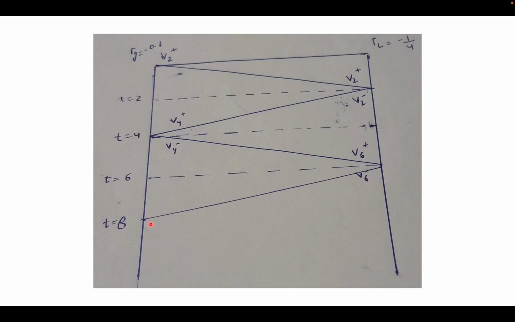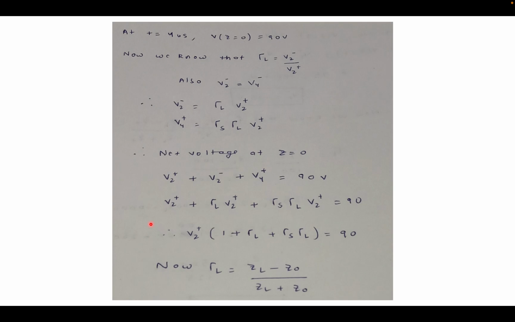So now the problem is only asking us to find at t is equal to 4 microsecond. So this will be the net voltage, which is V2 plus plus V2 minus plus V4 plus is equal to 90 volt. And we know V2 plus is 100 volt, V2 minus is given by tau L times V2 plus. Similarly, V4 plus will be given by tau S times tau L times V2 plus, right? Because there is also a reflection at the source end. Now, in this, there is only one variable, right? Because V2 plus you know, tau L you know, the only thing that remains is tau S. So you can easily calculate the value of tau S from here.